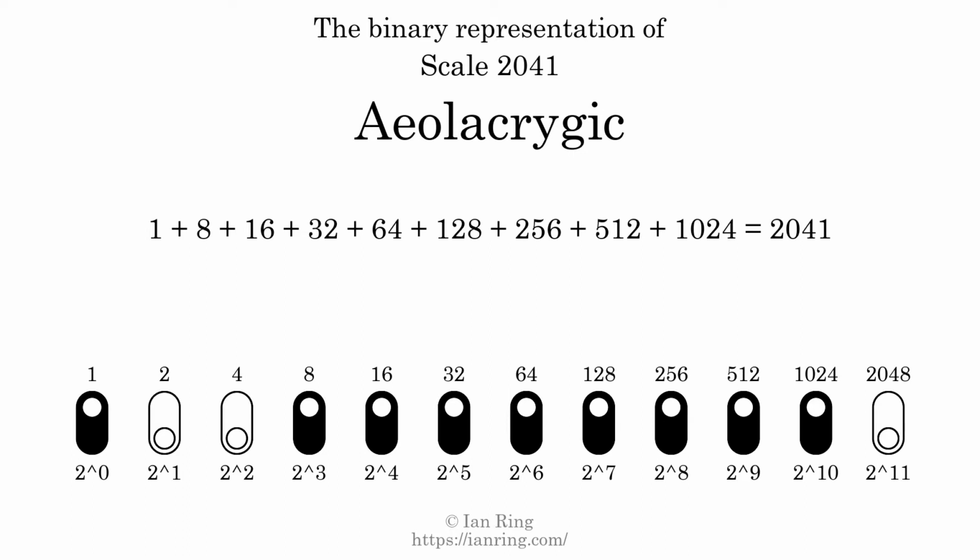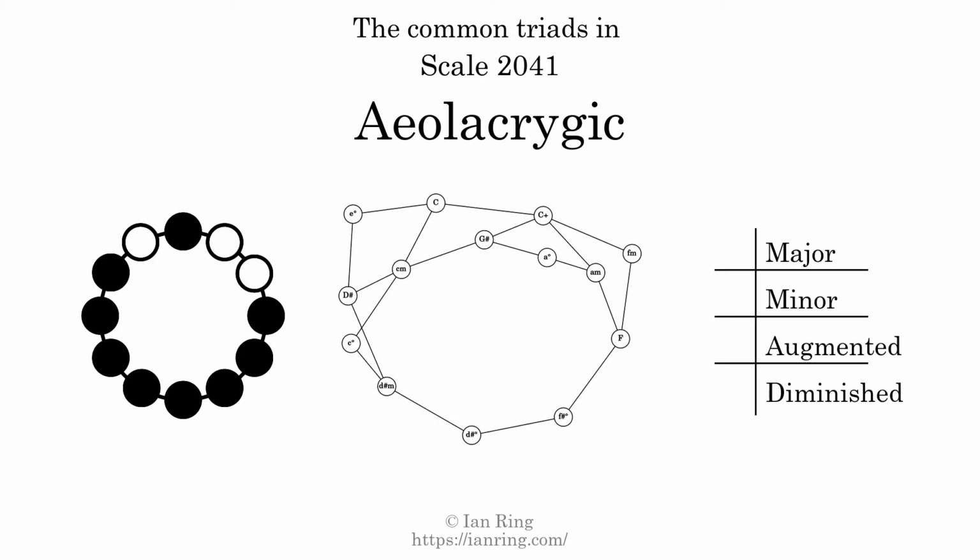The scale number not only enumerates the scale with a unique index, but it also literally describes the tonal content of the scale. Represented as a binary number in base 2, the scale number is 01111111001. Here are the common triads present in this scale. The diagram in the center is a graph of parsimonious voice leading between triads.